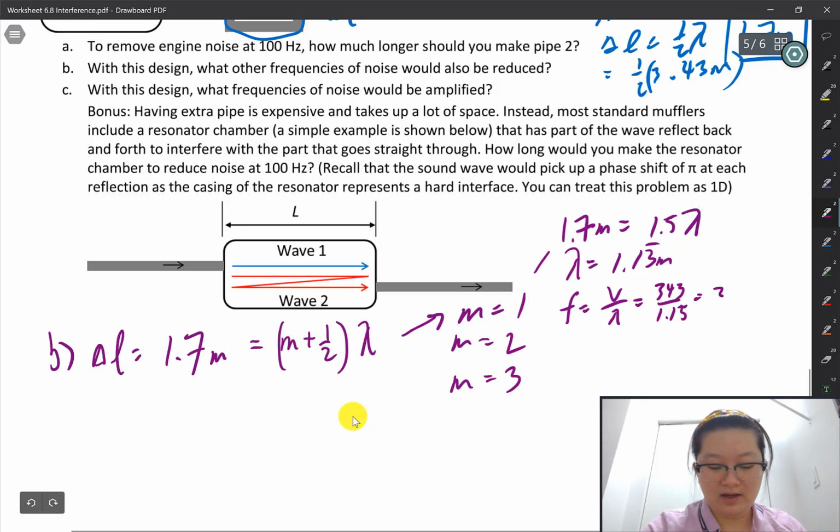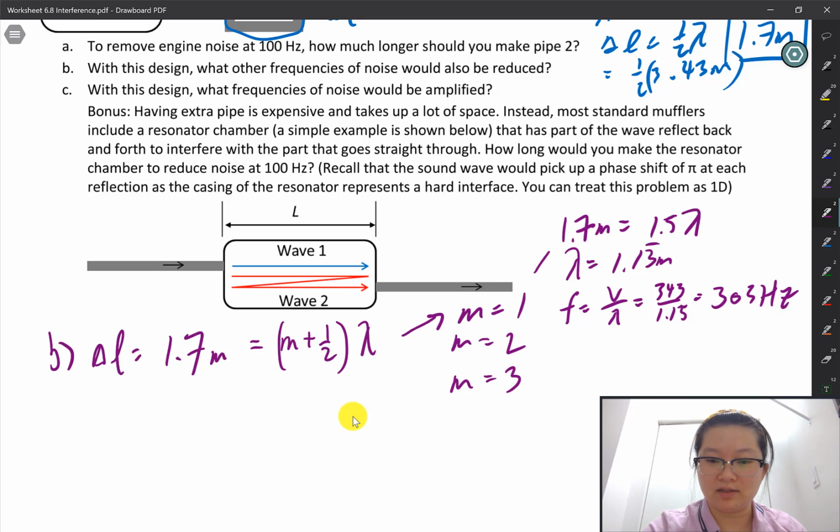We get 302 hertz, or 303 hertz. I probably should round it to 300, but I'm just trying to convey what this question is doing. I should probably do a different color.